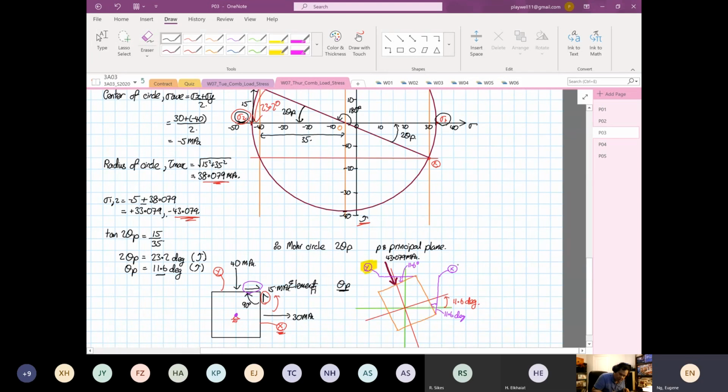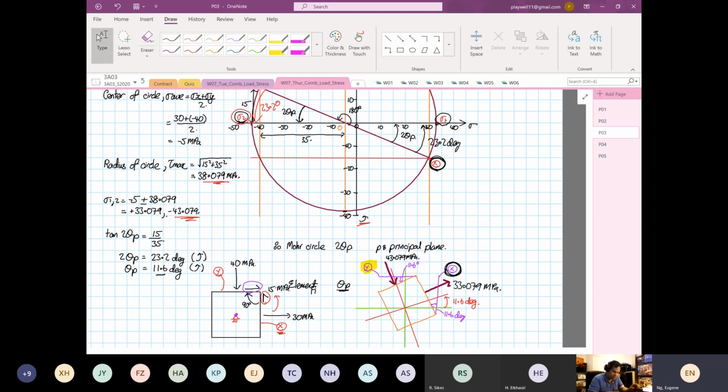Okay. So the next one I'm going to look at is point X. I want you to focus on point X on the element. I want you to focus on point X on Mohr circle, right? So it's going to rotate anti-clockwise. On the element is 11.6. On Mohr circle is what? 23.2 degrees, right? And this value stress 1 is in tensile. So this value will be in tensile and is going at 33.079 megapascal. Okay. Is there any shear? There's no shear.